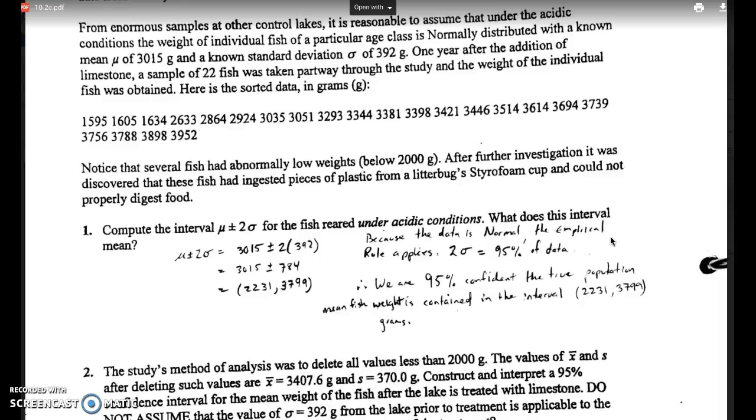And specifically the middle number 95, that means that's the amount of data that's within 2 standard deviations on either side of the mean. So when they ask what does this interval mean, we need to say that we're 95% confident that the true population mean fish weight is contained in the interval that we've computed over here.